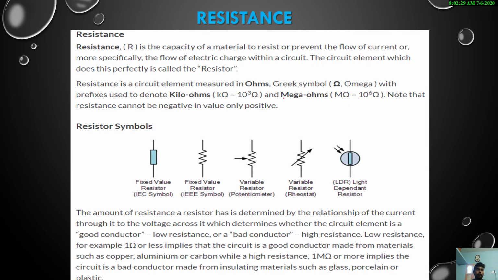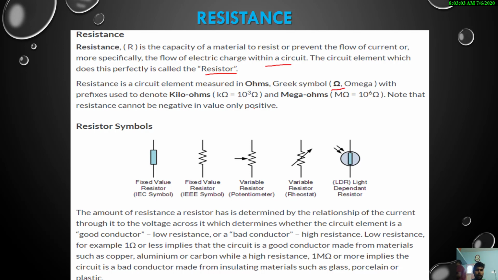Next, we'll see what resistance is. Resistance is the capacity of a material to resist or prevent the flow of current, or more specifically the flow of electric charge within a circuit. The element which does this perfectly is called a resistor. Resistance is a circuit element measured in ohms. This is the symbol of ohm.